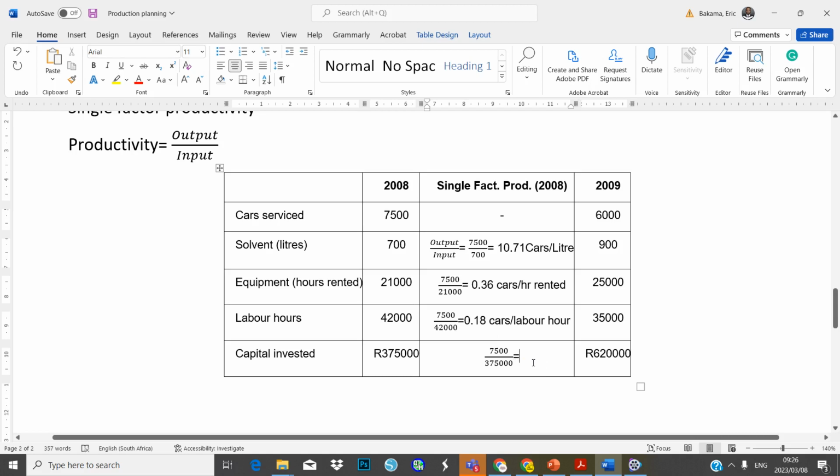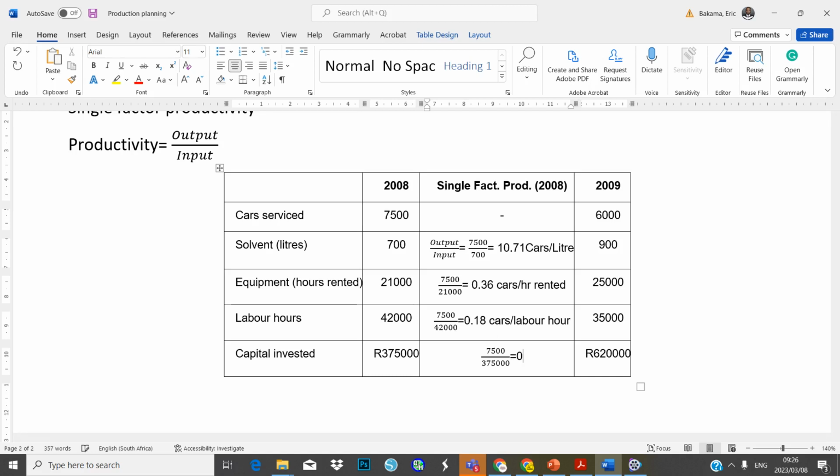Then we do the same thing for the capital investment. The capital invested is 7,500 divided by 375,000, which gives us 0.02. This means that for every rand spent, actually we are using rand because that is the monetary value in South Africa, the South African rand. If you are in America, wherever you might be, you will use dollar based on the monetary value you're using. So in this case, the company is manufacturing 0.02 cars per rand. So every rand can service 0.02.